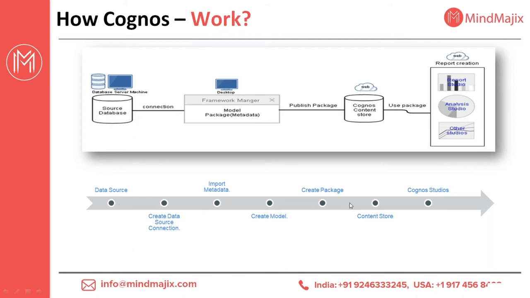These are the simple 7 steps. Take a data source, create a data source connection, import the metadata. On top of that, we need to create a model, and we need to create a package, and we can publish this package to the content store. From the content store, we can have studio reports.